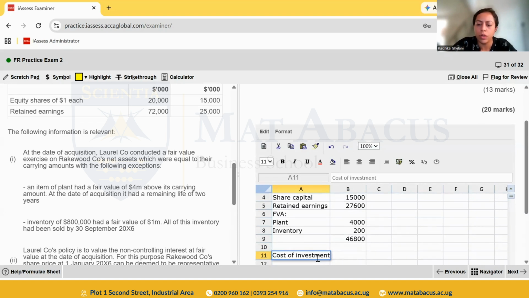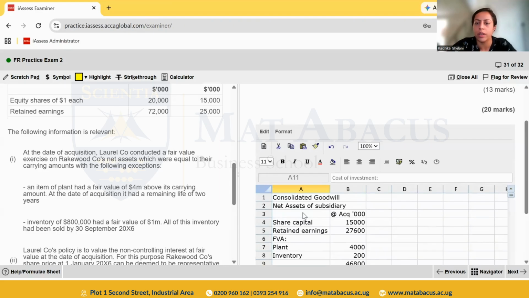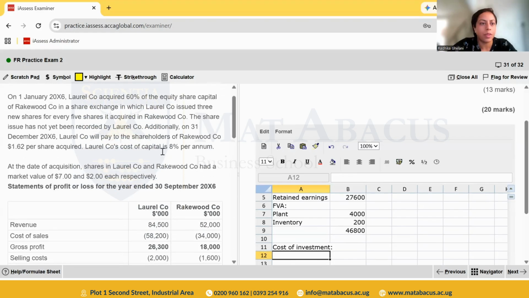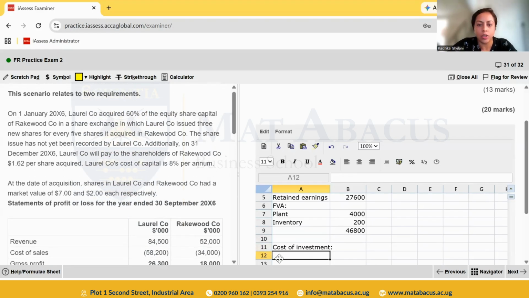If you wanted, you could continue this down. When you're subtracting net assets, you could do this entire working down as well, okay? If you're comfortable doing it like this, how we did in class, you can start by doing the net assets working. So cost of the investment in the subsidiary, we agreed it was made up of two things. Let's go back up. There was a share exchange.